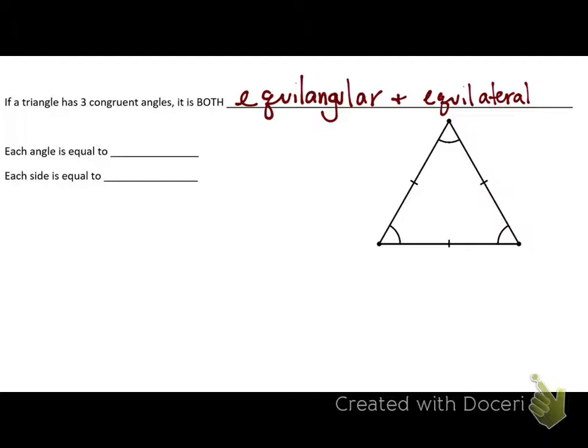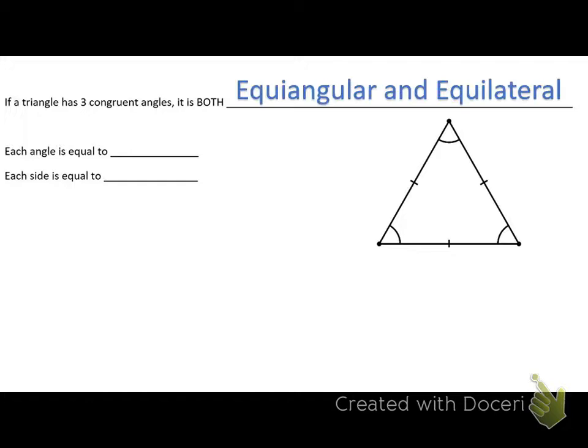So what will every angle equal? 60 degrees, and every side will equal each other. So like in this picture, all the angles would be 60 degrees, but all the sides would be the same number. So pick a number. 5. All the sides would have a length of 5.